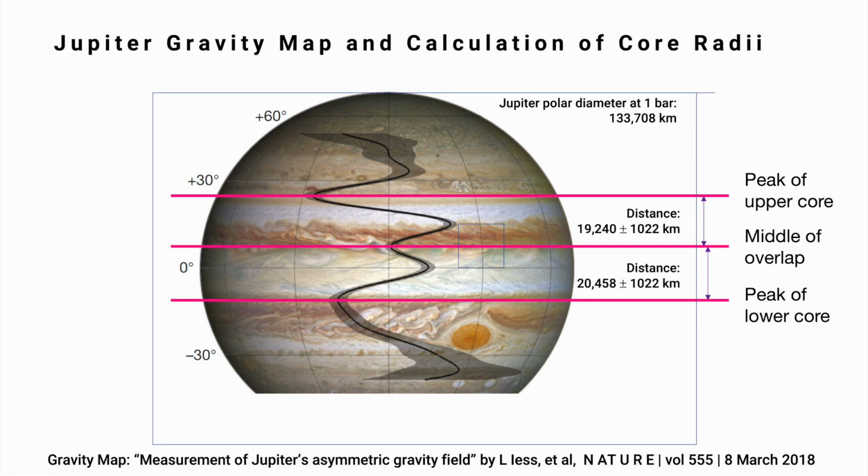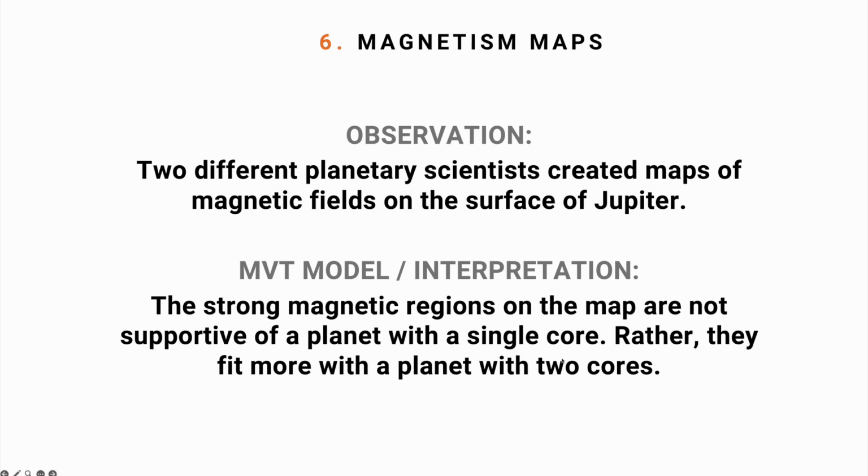So that's the Mass Vortex Theory interpretation of the observation made based on Juno's data. Magnetism maps are also an observation based on Juno data. And there were two different teams that created maps of the magnetic fields on the surface of Jupiter.